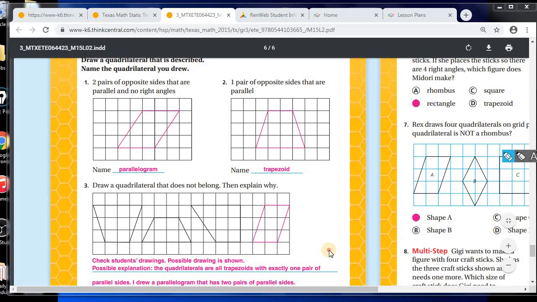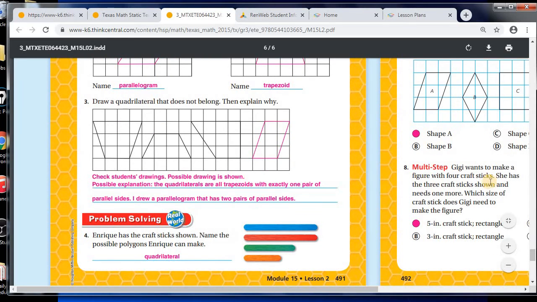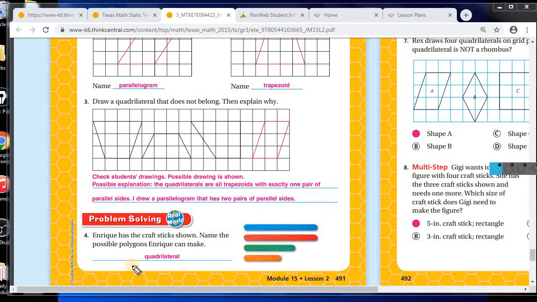Okay. So let's go on to the next one. Enrique has the craft sticks shown and name the possible polygon Enrique can make. Okay, so if you have to visualize these, a polygon, you know it's going to have four sides and it's going to be a quadrilateral. A quadrilateral using these shapes. Okay.